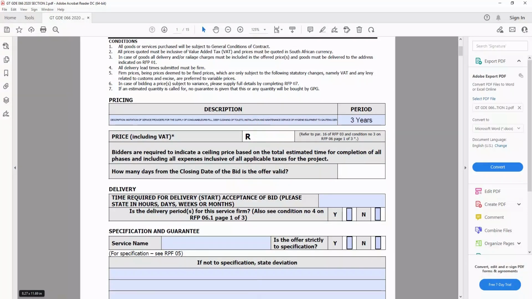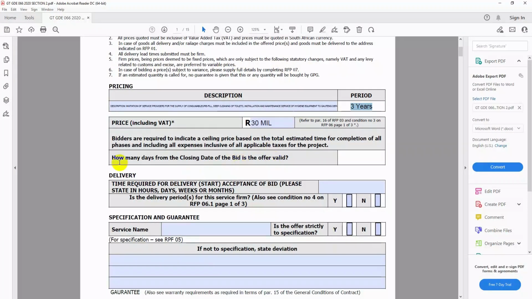When you've added everything, including your markup and VAT, you will put the total amount there. Let's say, for example, it's 30 million, I'm just giving an example. Then you will write your final price here for 3 years for all the sites that you have chosen.